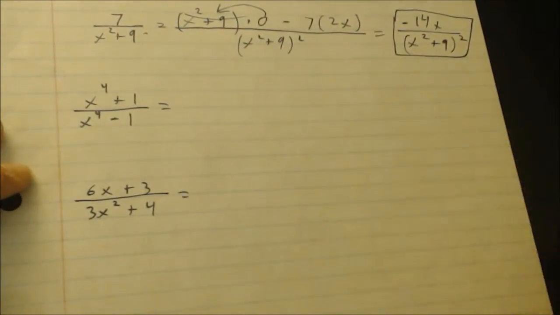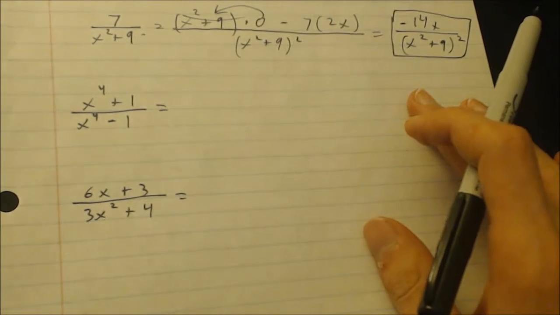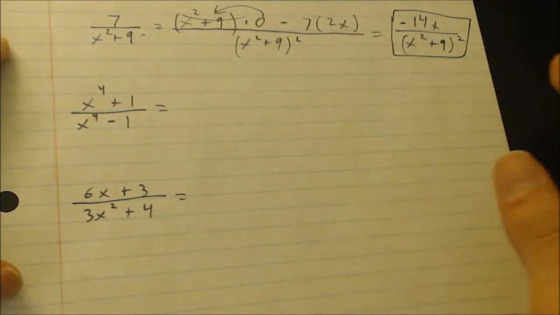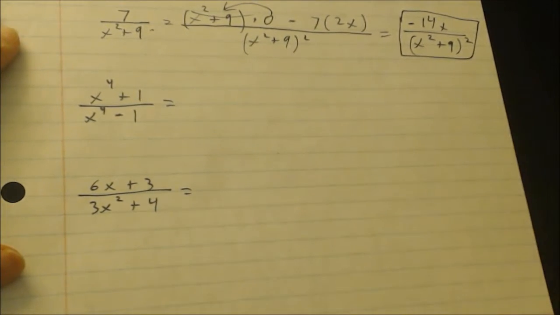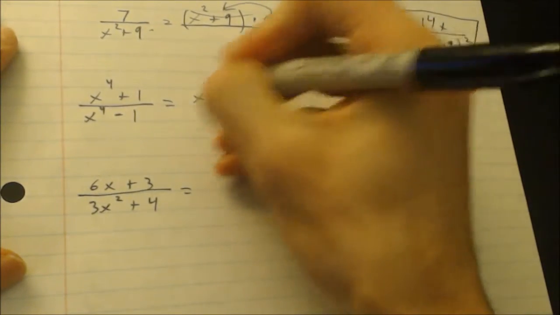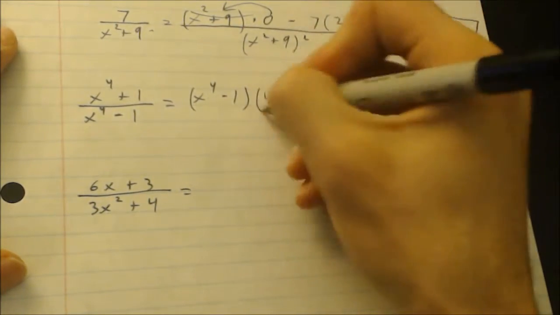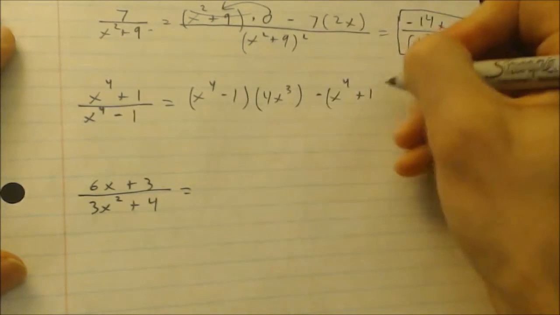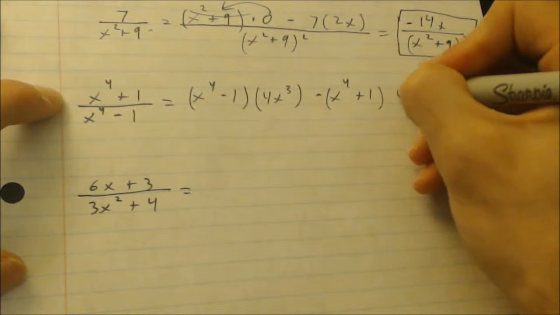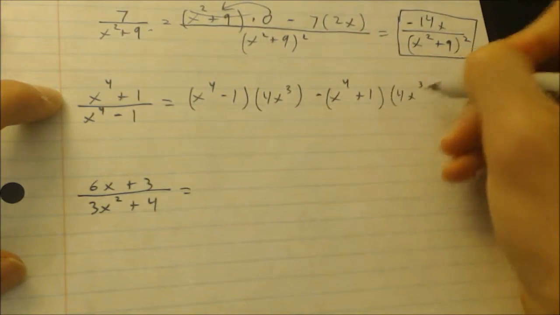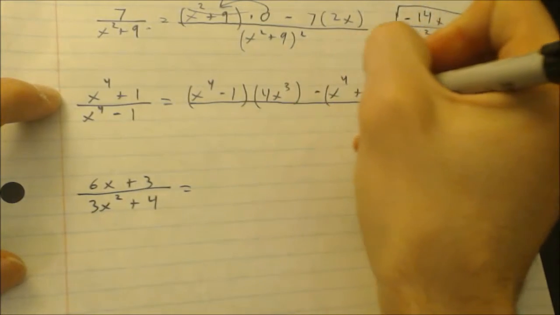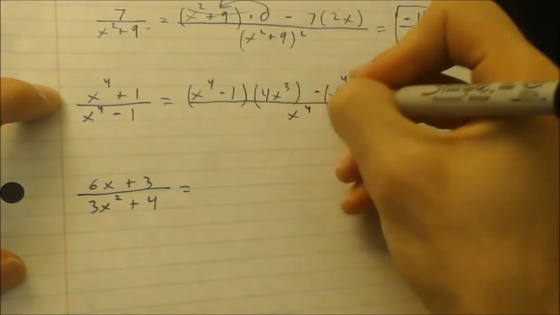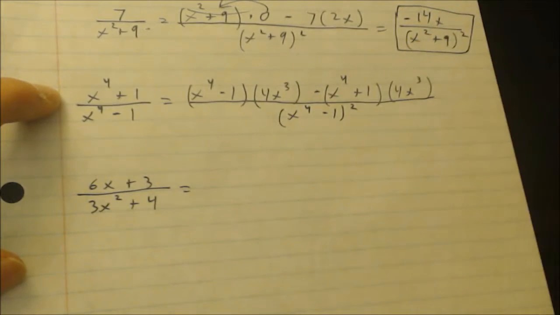Alright, so I'm going to show you in the next one. We have x to the 4th plus 1 all over x to the 4th minus 1. Now you just do the same thing here too. You have low, which would be x to the 4th minus 1, times the derivative of the high, which would be 4x to the 3rd, minus high, x to the 4th plus 1, times the derivative of the low, which would be 4x to the 3rd. Square off the bottom, x to the 4th minus 1, and off we go.